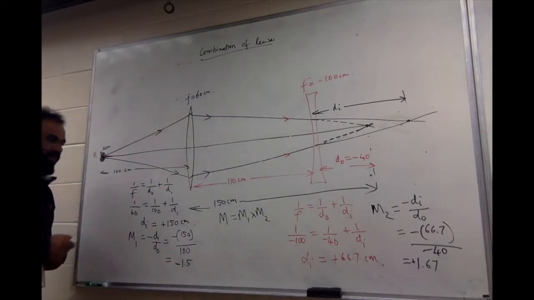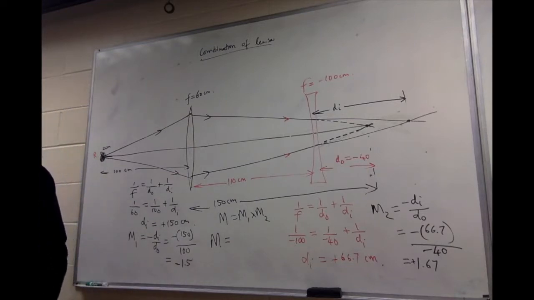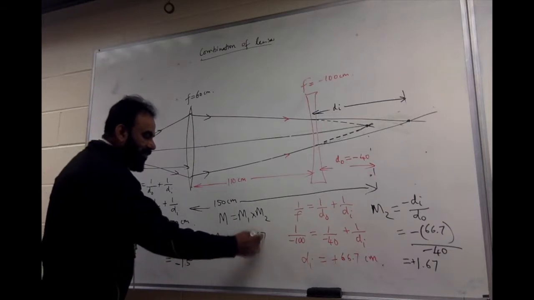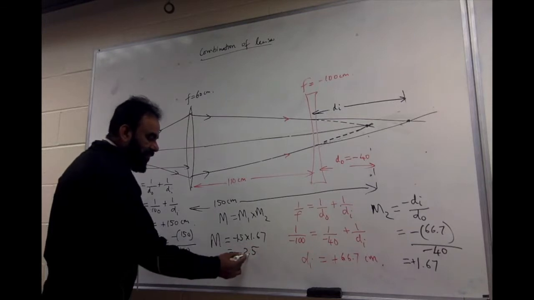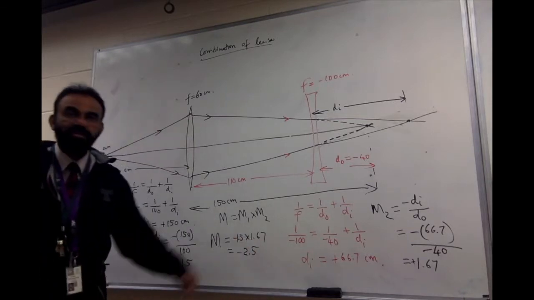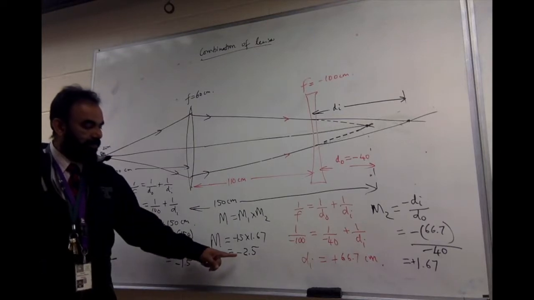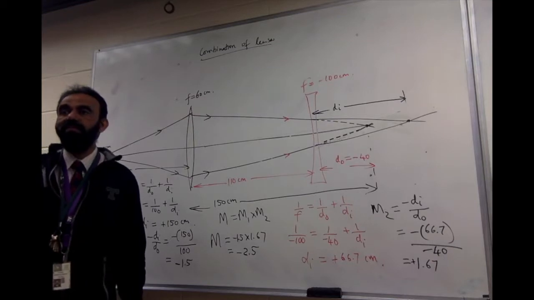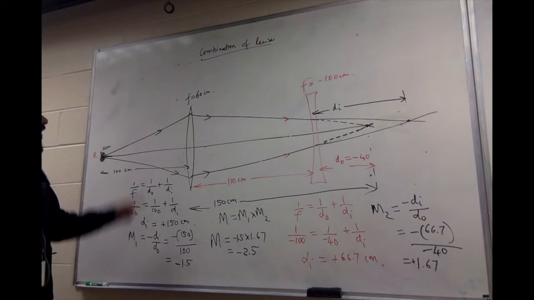So what's the overall magnification produced by both the lenses together? It's like minus 1.5 times 1.67. The answer is minus 2.5. It should come to 2.5 if you don't round this. So it will be minus 2.5. What does that mean? That the image is inverted. 2.5 implies it is 2.5 times bigger than this.